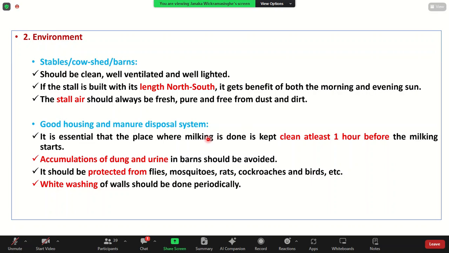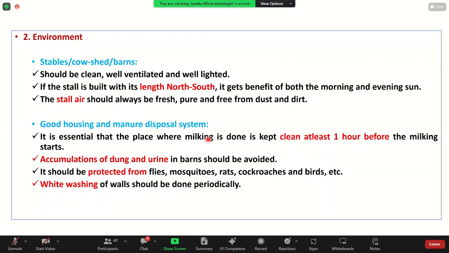And the environment, right? It should be very clean and well ventilated. That's why I was discussing the type of houses that we require and the factors we consider when developing or constructing a housing system, right? Well ventilated, with light, and the direction, right? The floor that we construct should not accumulate dung or whatever manure is created from these animals, right?